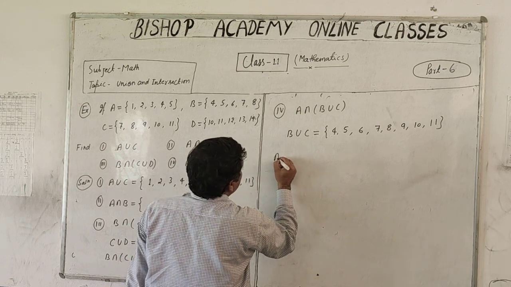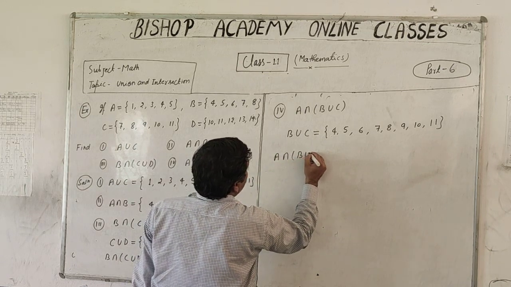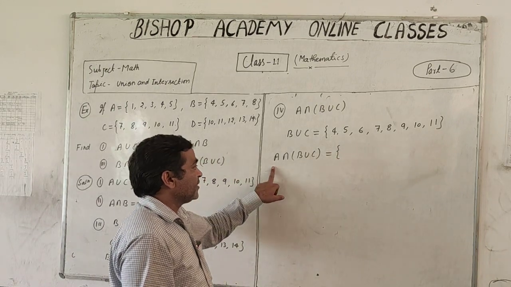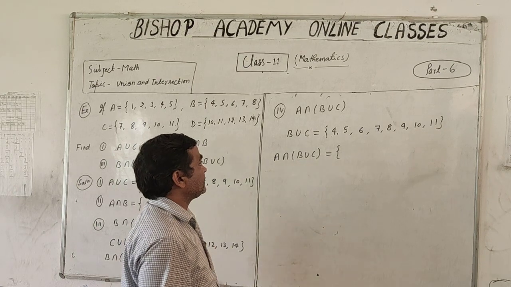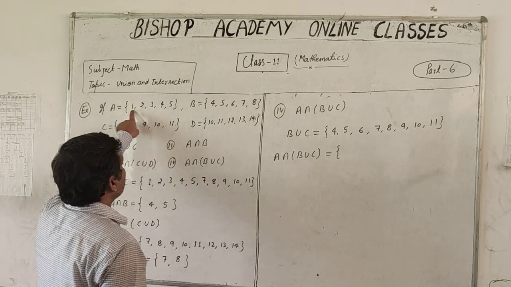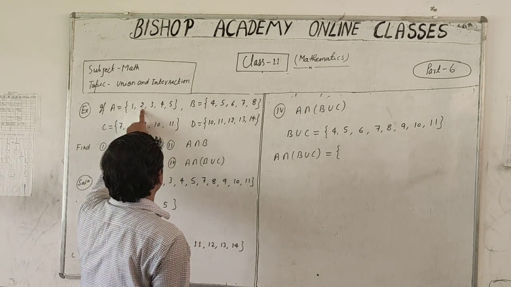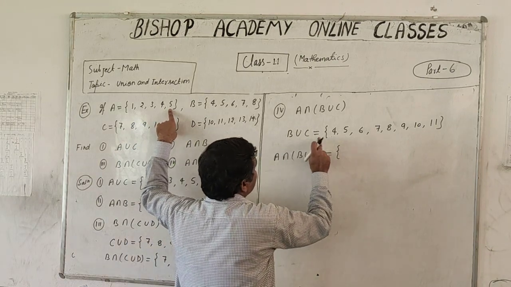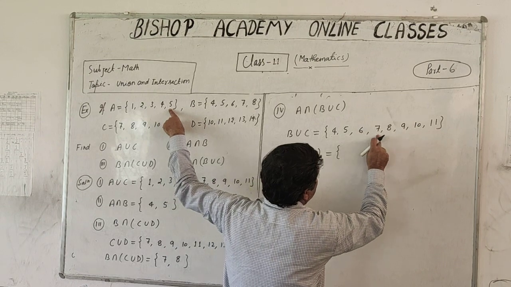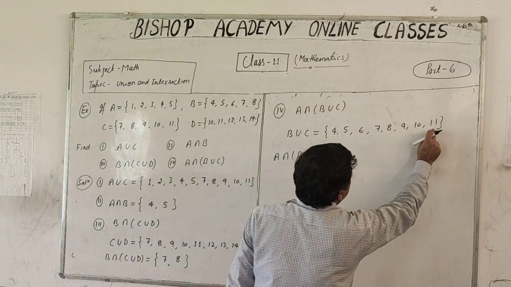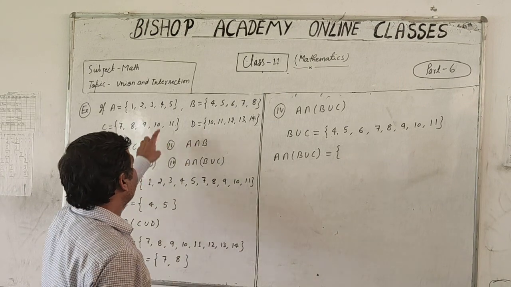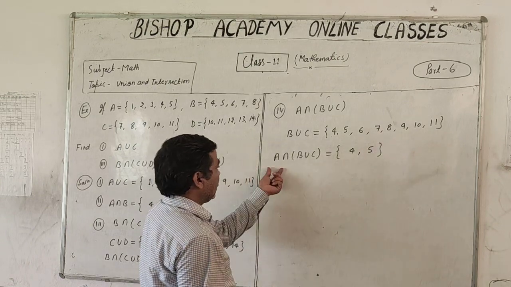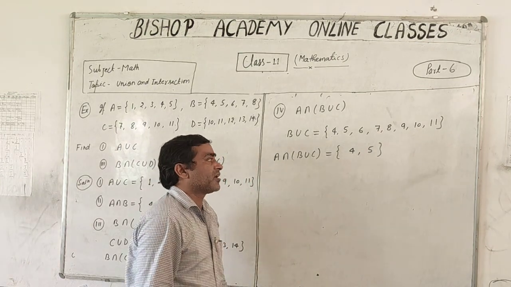According to the question, A intersection B union C. Common elements of A and B union C. Set A contains 1, 2, 3, 4 and 5, and B union C contains 4, 5, 6, 7, 8, 9, 10 and 11. Then the common elements are 4 and 5. Hence, A intersection B union C equals 4 and 5.